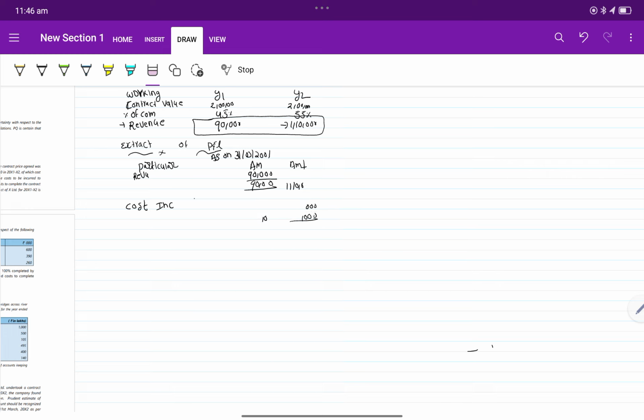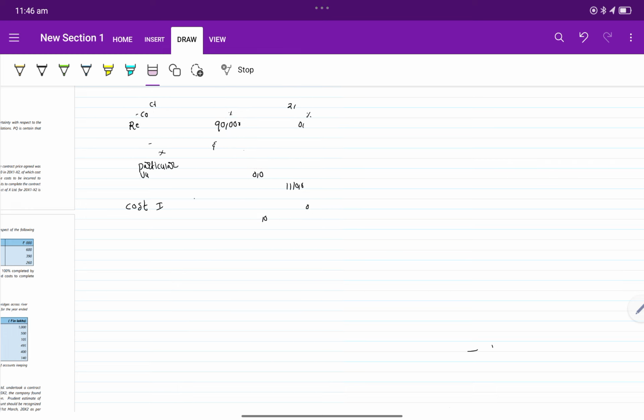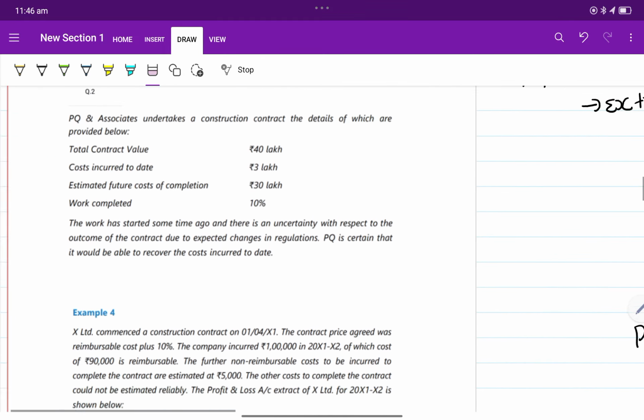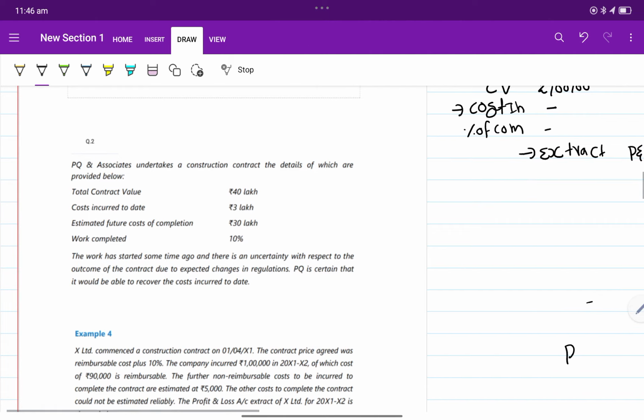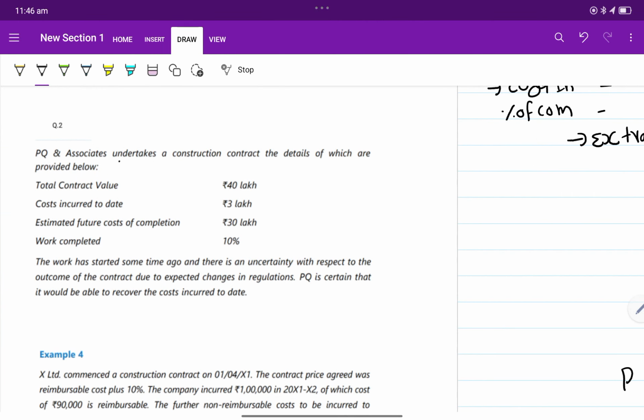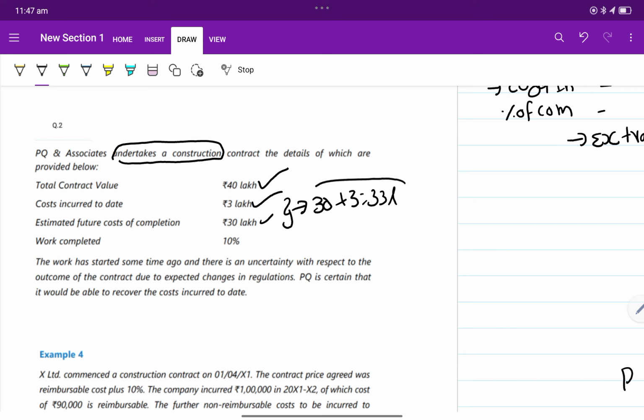Now let's see the second question. X Limited is completed. Now we are going to complete. PQ and Associates undertakes a construction contract. Details are provided below, Nana. What is saying, Nana? Total contract value is 40 lakhs. Cost incurred till the date is 3 lakhs, Nana. Estimated future cost. So what is the total cost to be incurred? 30 plus 3. 33 lakhs is the total cost of this project, Nana.